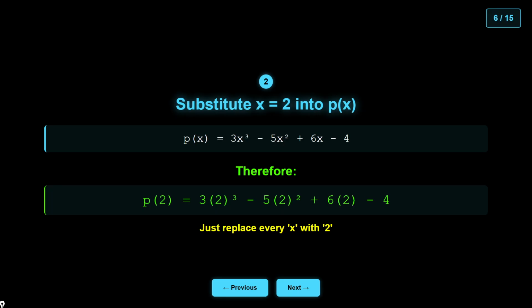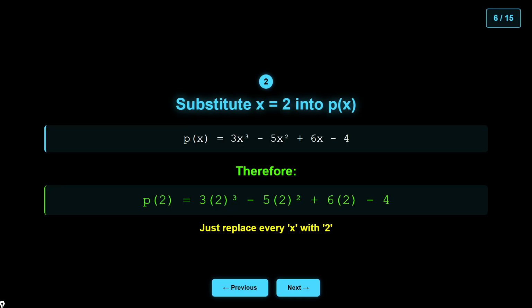Now let us take an example. P of x is 3x cube minus 5x square plus 6x minus 4. I am going to plug in 2 in the place of x. Why? Because the divisor is in the form of x minus a, where a equals 2. And the remainder now is p of a. In this case, it is p of 2.